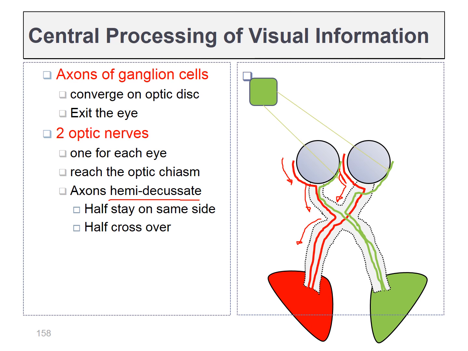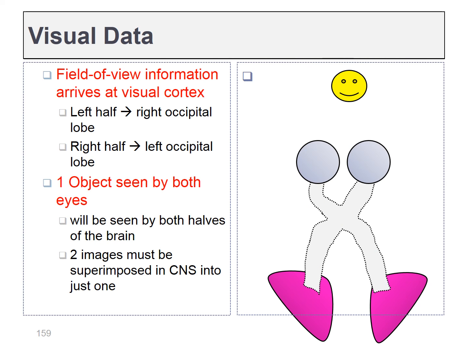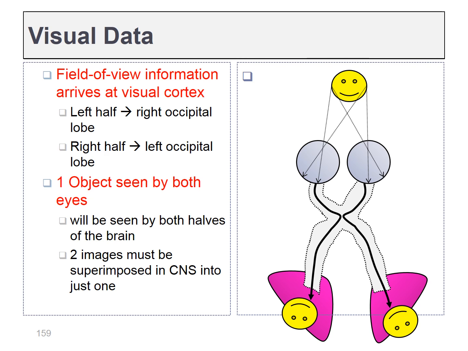So unlike my arms and legs, most of my body was connected from the right side of the body to the left side of the brain, and the left side of the body to the right side of the brain. The eyes, their wiring is special. It's the left field of view that's connected to the right side of the brain, and the right field of view to the left side of the brain. Objects in the center will be detected by both sides of the brain. And rather than seeing two images, the brain will consolidate these two separate pieces of information into a single image.